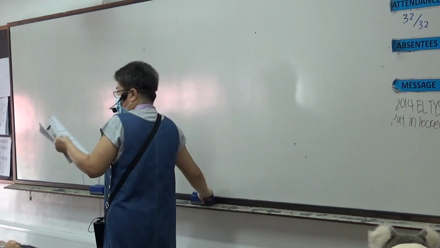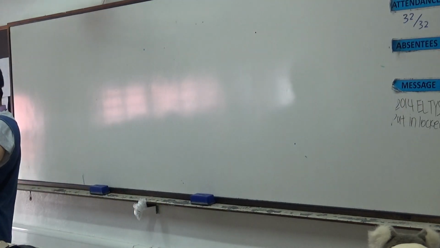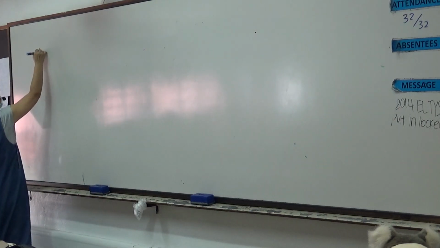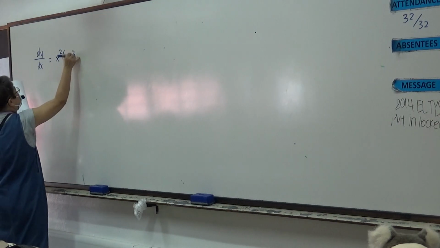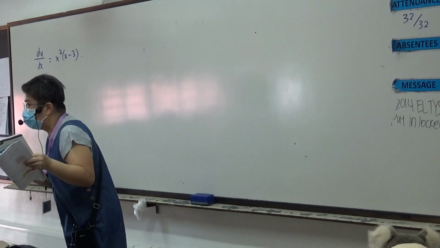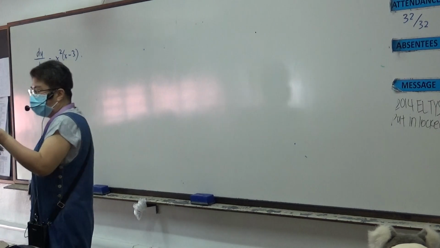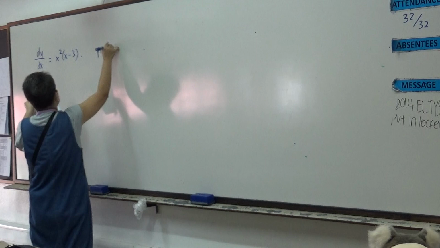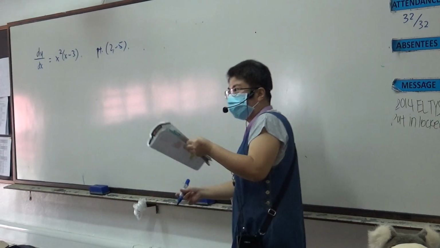Okay, let us read through this example 7 now. All of you listen carefully. The gradient of a curve at any point (x, y) is given by this. dy/dx is x squared minus 2x. This is dy/dx, not y. Can you see? It's already the differentiation. You understand? The first derivative. The curve passes through the point (2, negative 5). Find the equation of the curve.